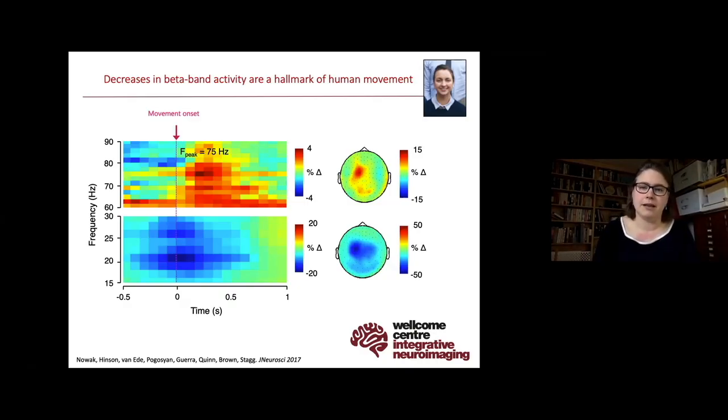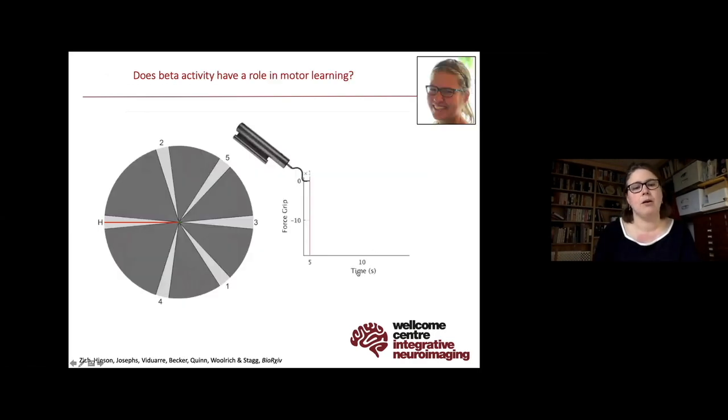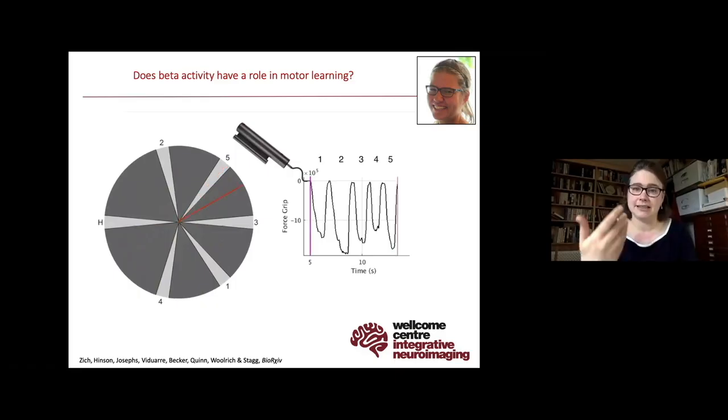So in my group, one of the things we've been interested in is following that up. And so Katerina Zich did a study where she asked people to learn a motor learning task where they had a force transducer, which they had to squeeze to move a cursor to a series of gates and back to the home position. They did that in the MEG scanner for about 20 minutes. And as you might imagine, over that time, they got faster and more accurate at the task.